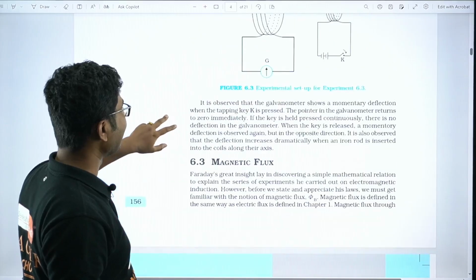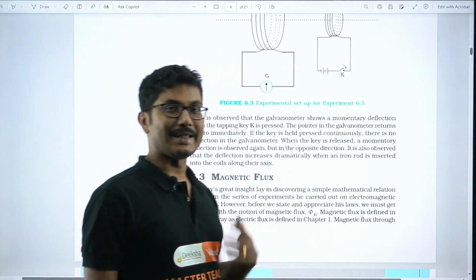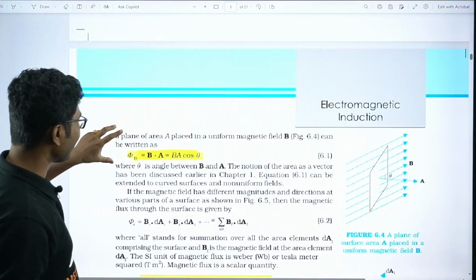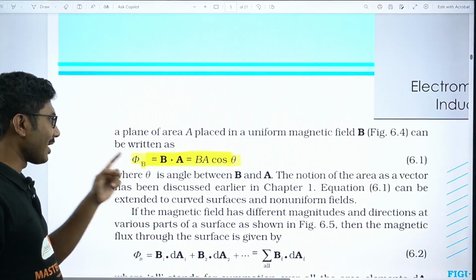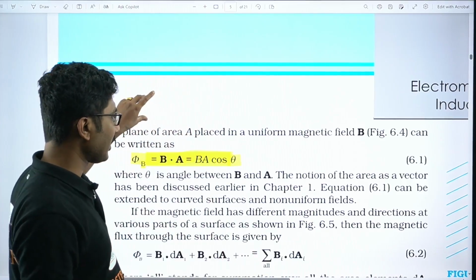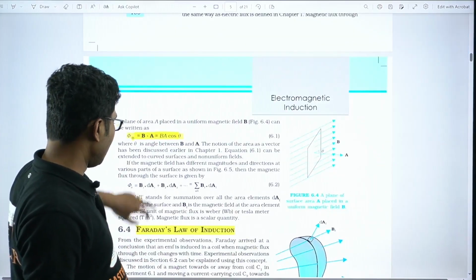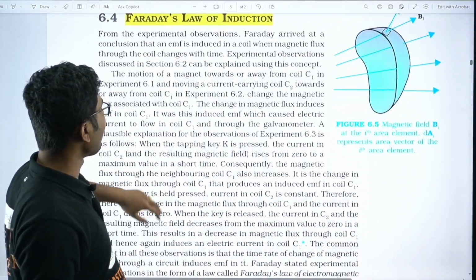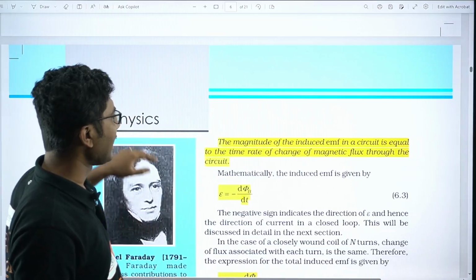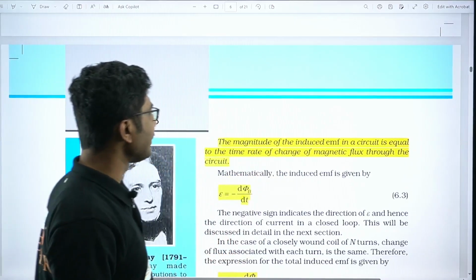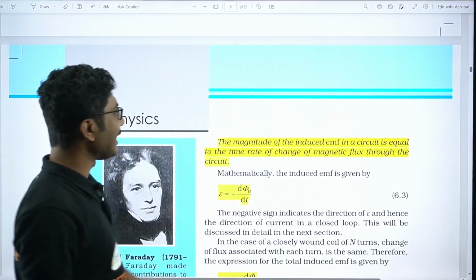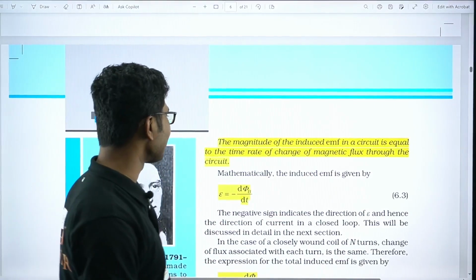Now next is magnetic flux. Magnetic flux is the same as electric flux, only we have to replace the electric field with the magnetic field. So magnetic flux is defined by B dot A, or BA cos theta. From here we will go to Faraday's law of induction. Faraday's law of induction states that the magnitude of induced EMF in a circuit is equal to the time rate of change of magnetic flux through the circuit.